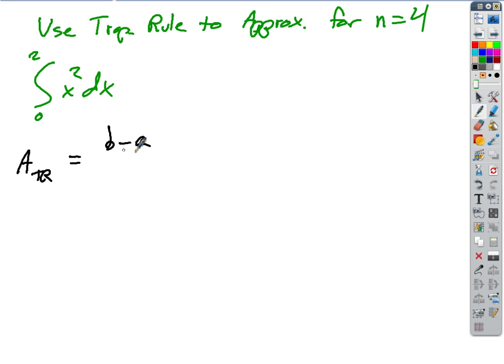B minus a over 2n. Right, instead of n, it's 2n out front times the quantity f of, there you go.